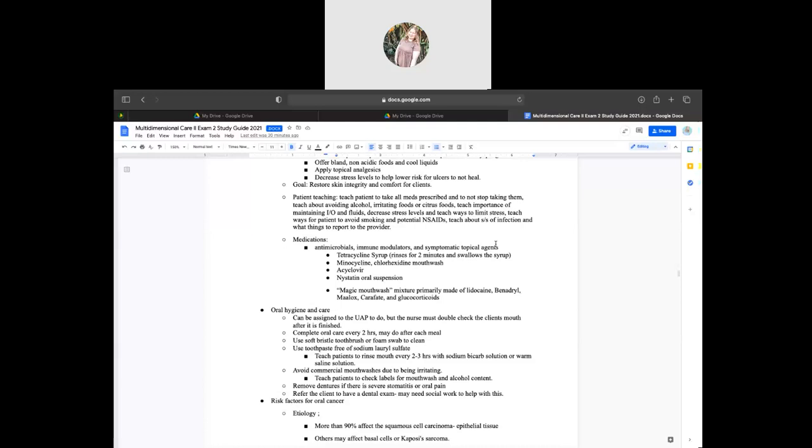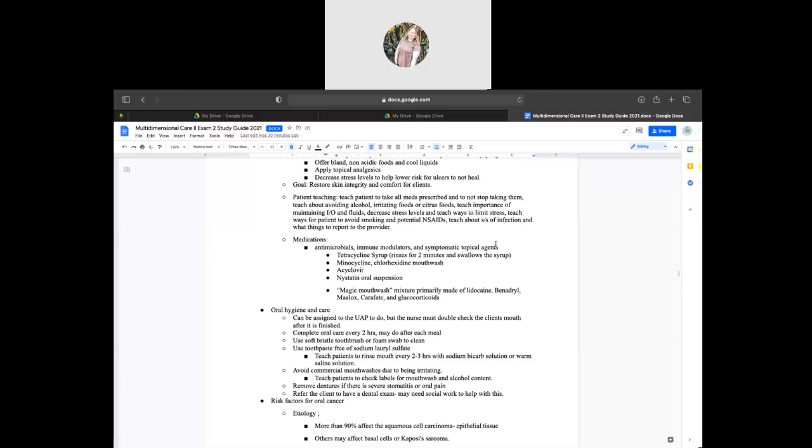Nystatin oral suspension can be kind of like that mouthwash. You can use magic mouthwash, which is like lidocaine, Benadryl, a bunch of different things to kind of help numb the area almost. You can give them sodium bicarb solution or warm saline solution. Remember, nothing with like alcohol in it.